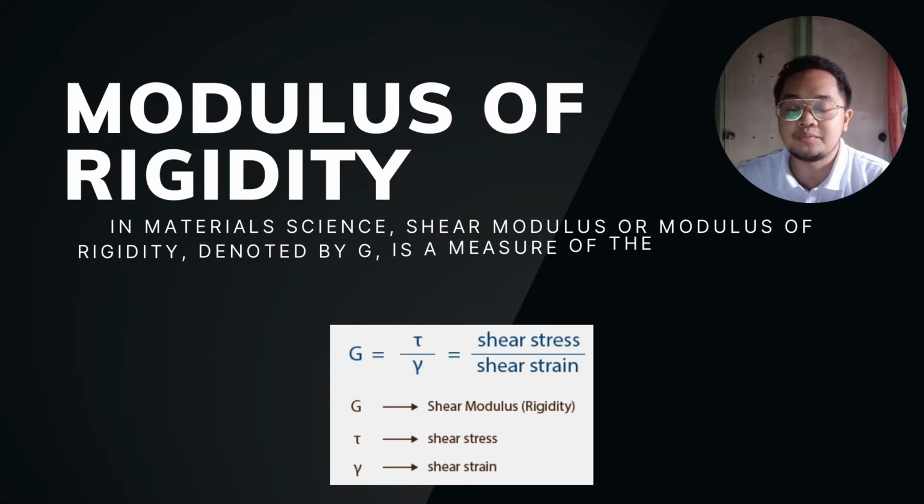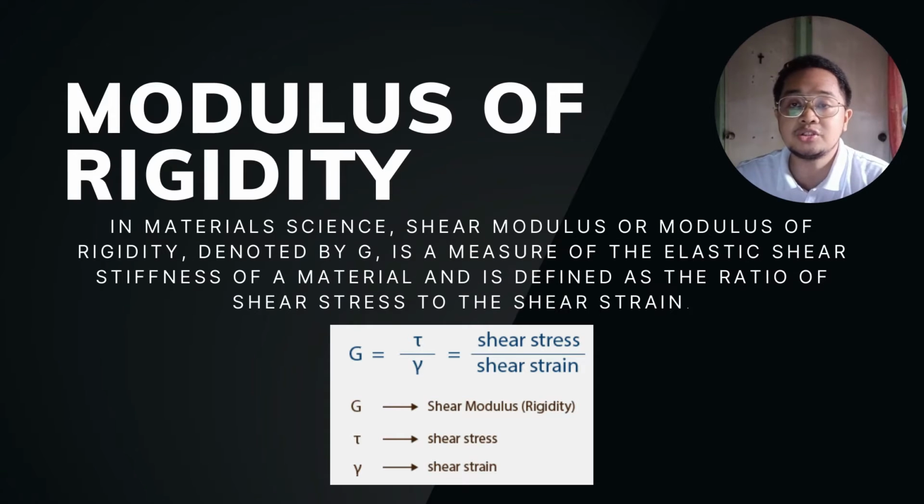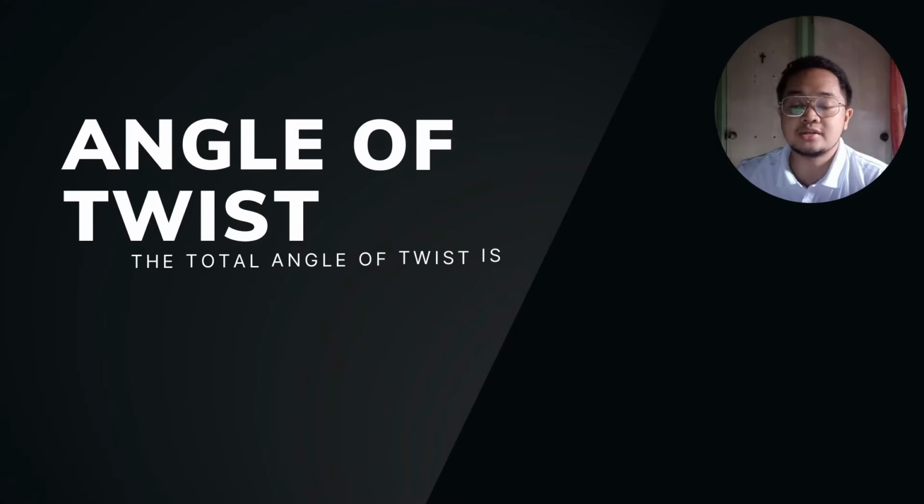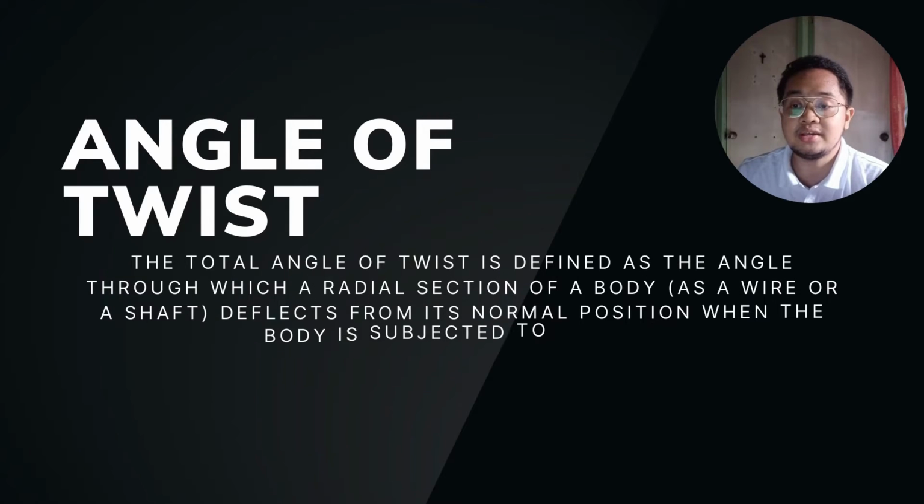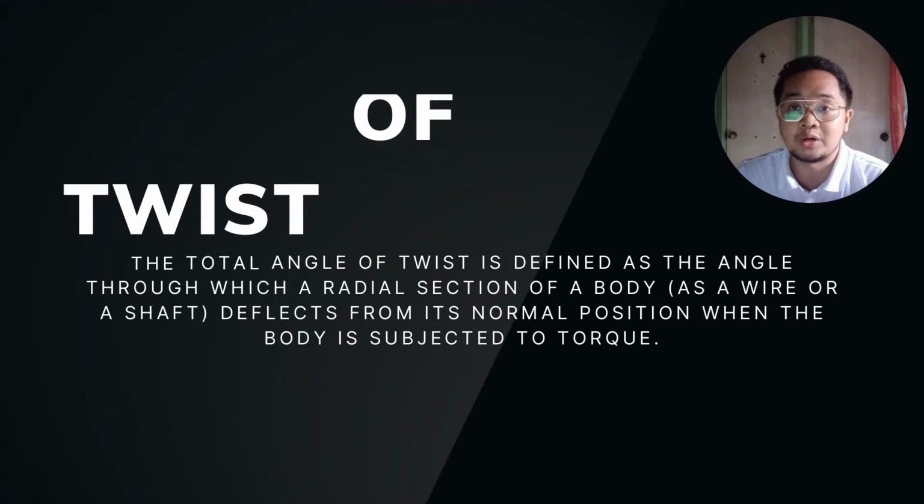Modulus of rigidity. In material science, shear modulus or modulus of rigidity, denoted by G, is a measure of the elastic shear stiffness of a material, and is defined as the ratio of shear stress to the shear strain. Angle of twist. The total angle of twist is defined as the angle through which a radial section of a body, as a wire or a shaft, deflects from its normal position when the body is subjected to torque. Now that we have defined each concept, let's move on to our problem.